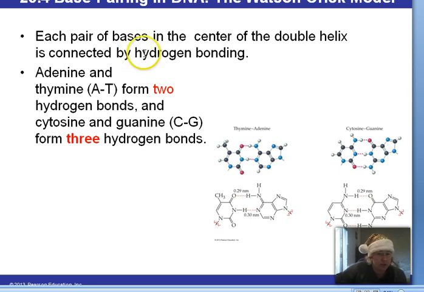This should be hydrogen bonding. So these are hydrogen bonds. Remember I said if you need to guess, guess hydrogen bonds. Seriously. Adenine and thymine form 2 hydrogen bonds. Cytosine and guanine form 3 hydrogen bonds. Just what we said over there.